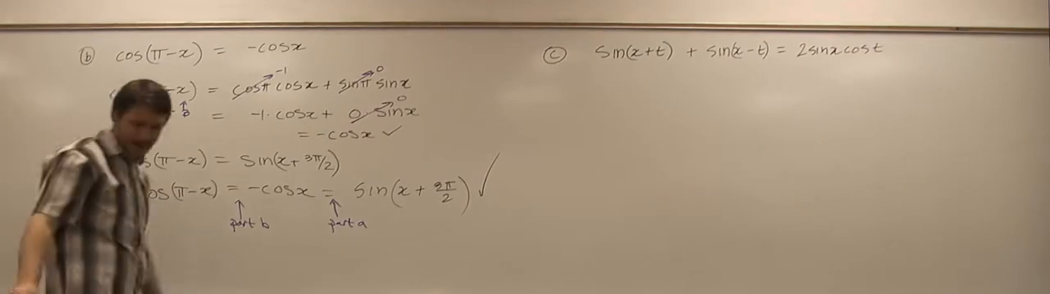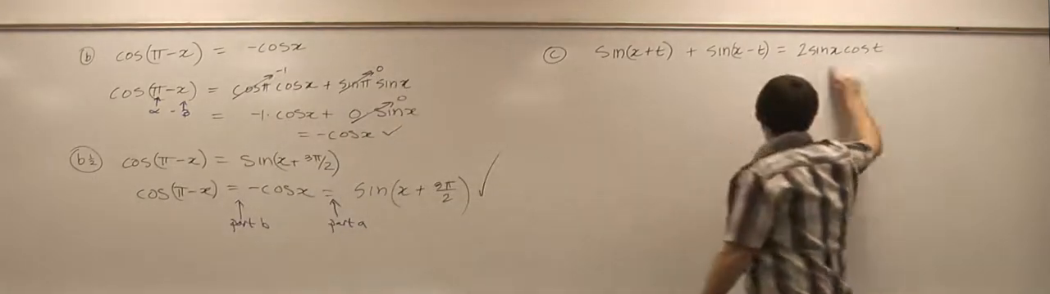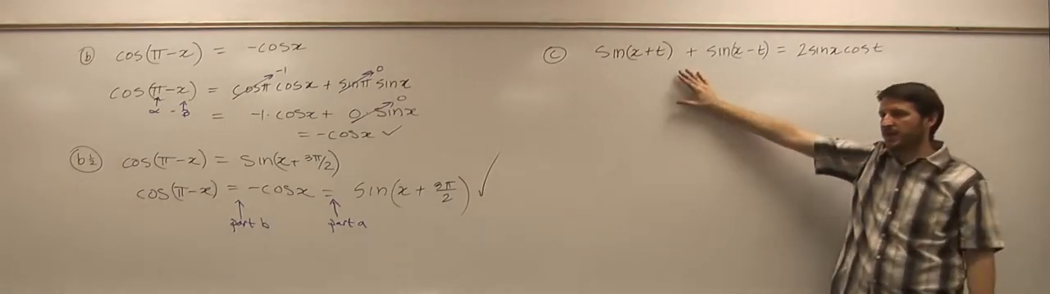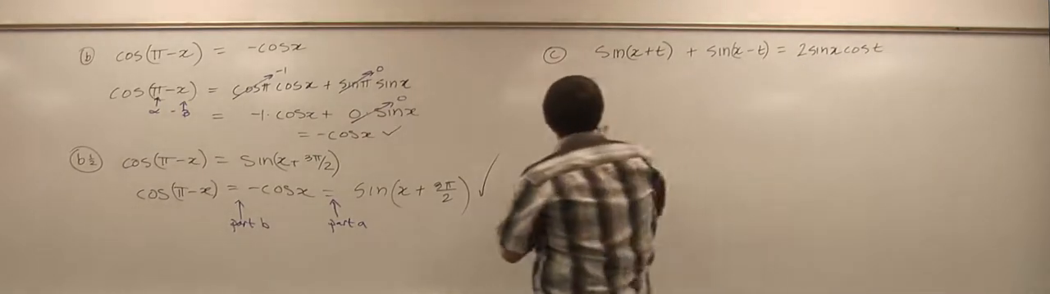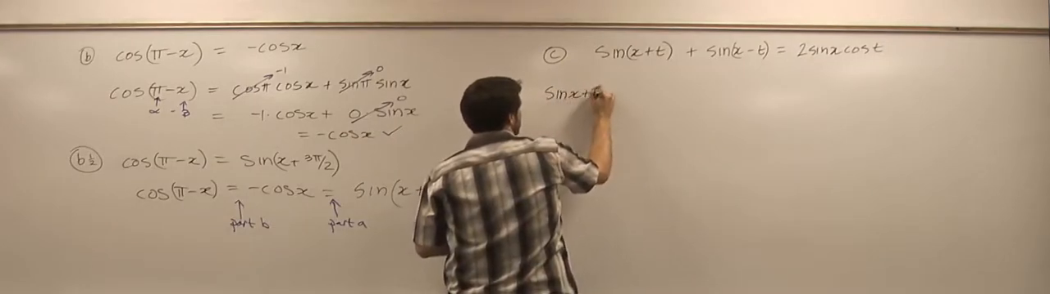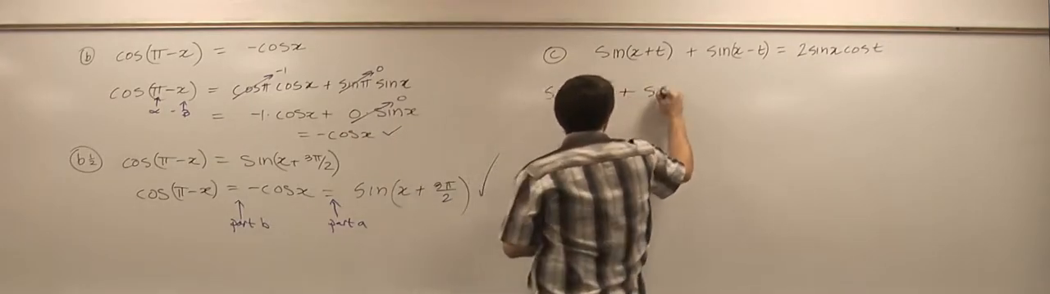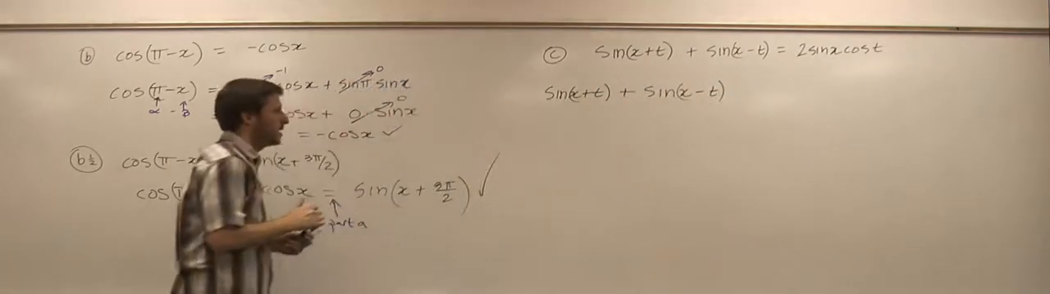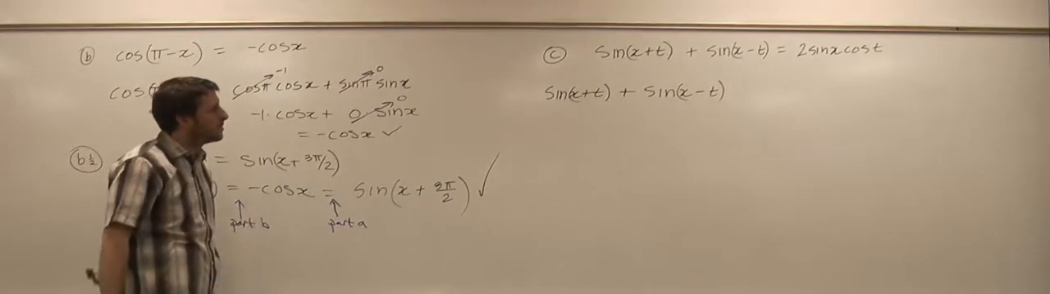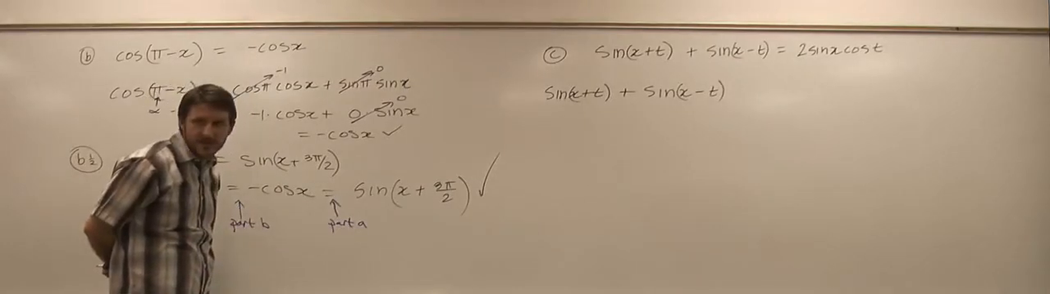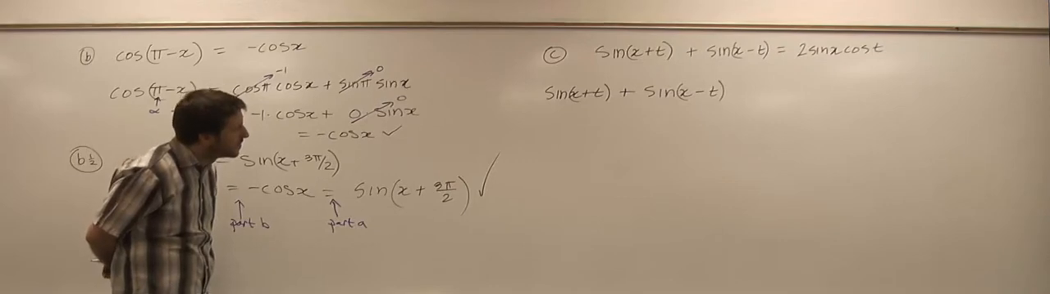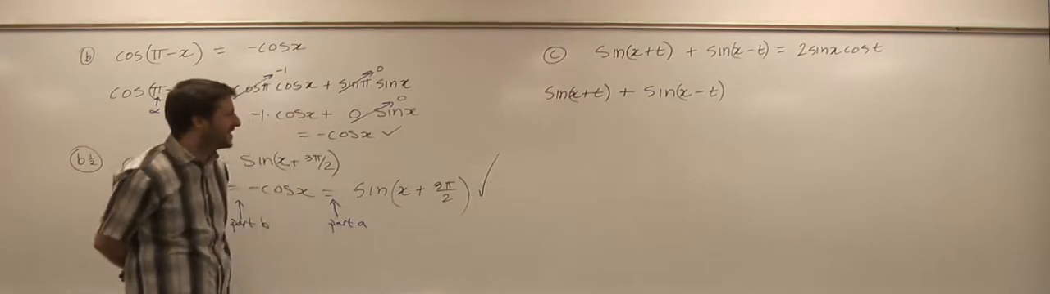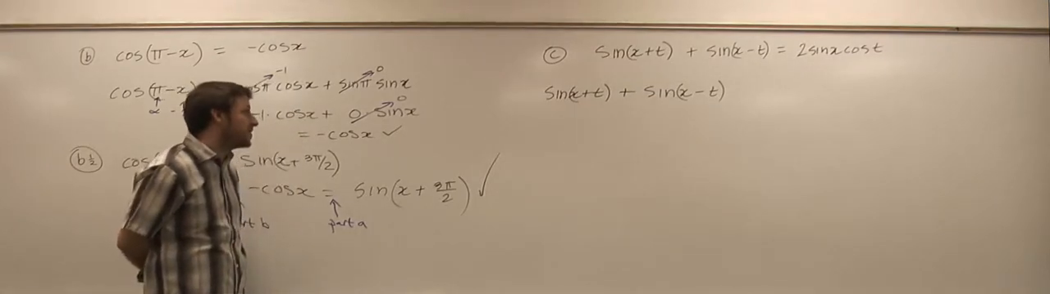Where do you think we should start? Right side? No, there's nothing to do on the right side. You can't break this down any. Start with the left. It's pretty complicated. See what you can do. So start with sine(x plus t) plus sine(x minus t). And then do what with those? Cancel the t's, right? T minus t is 0. Can we do that? No. What can we do though?